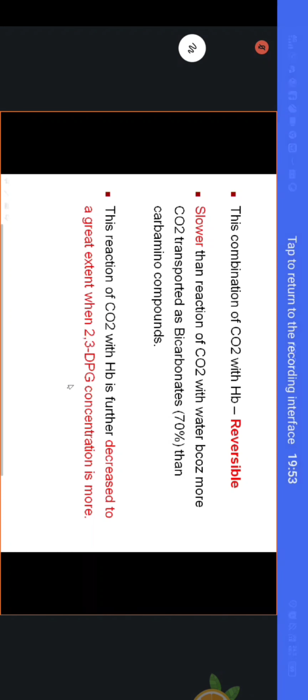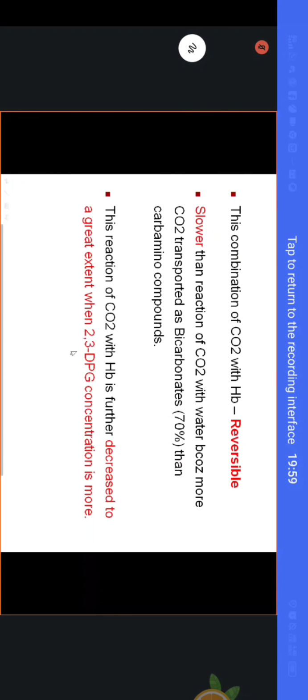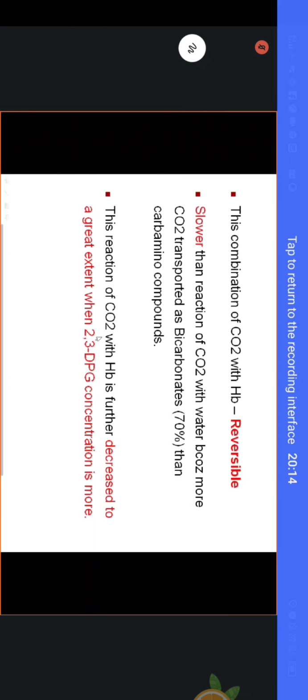2,3-DPG is present in RBC. 2,3-diphosphoglycerate. Usually it competes with CO2 to combine with hemoglobin. So the presence of 2,3-DPG concentration alters the amount of this reaction.